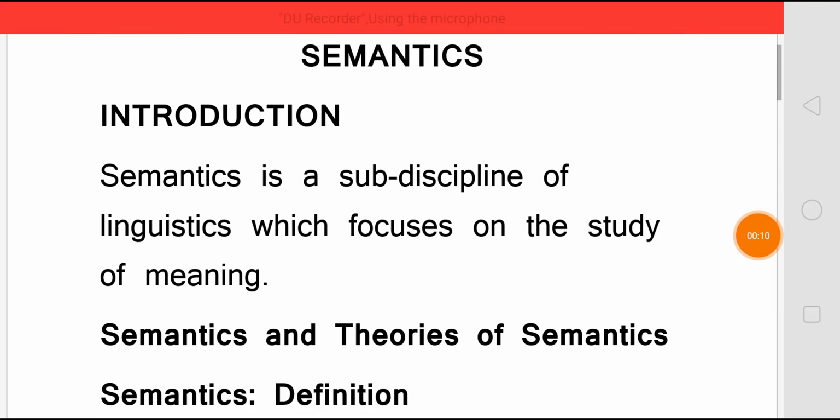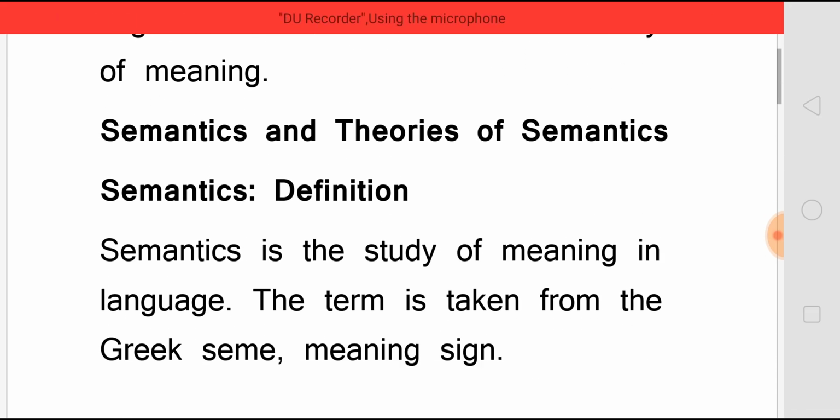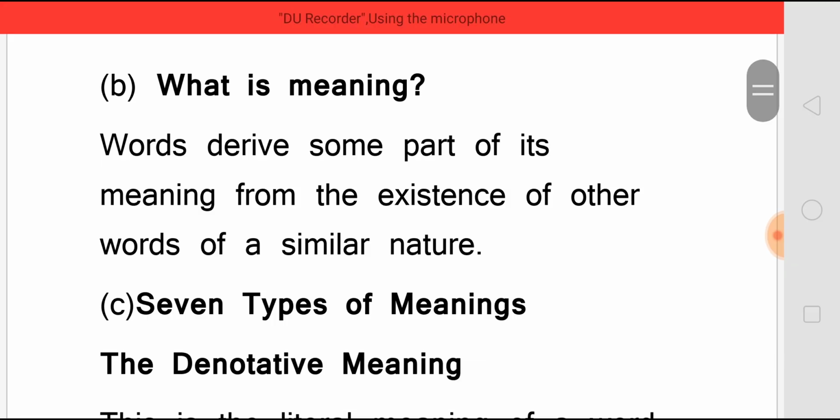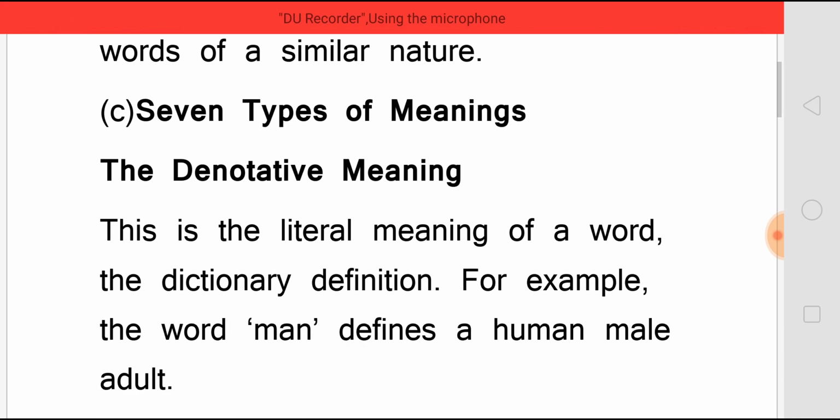Now, semantics is a subdivision of linguistics and it focuses on the study of meaning. When we see about semantics and theories of semantics, we can define semantics as a study of meaning in language. This term semantics is taken from the Greek semi, meaning sign. Now, what is meaning? Words derive some part of its meaning from the existence of other words of a similar nature. And there are 7 types of meanings.